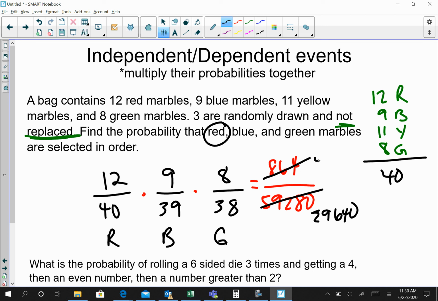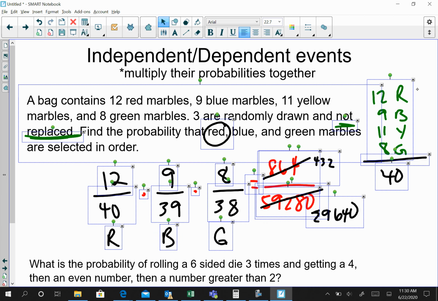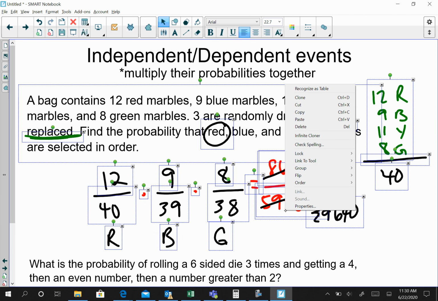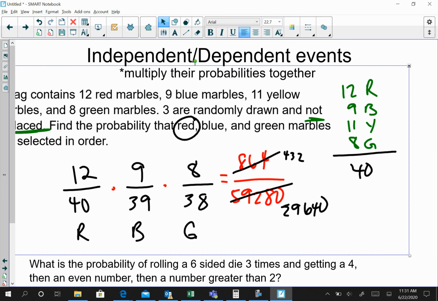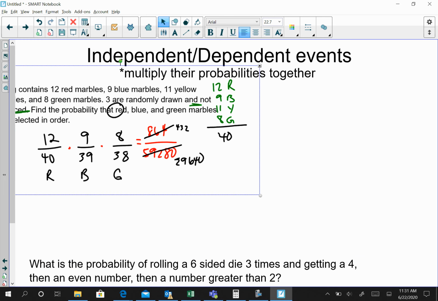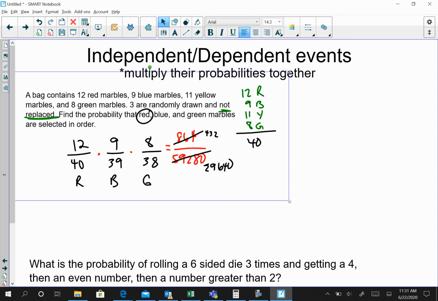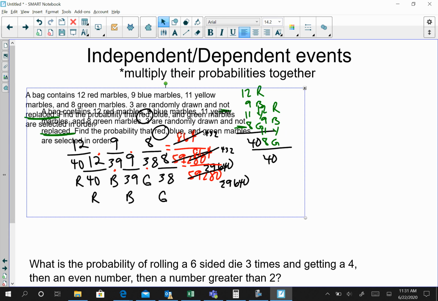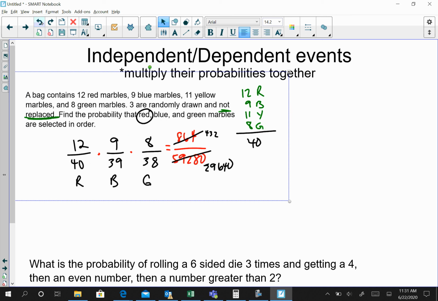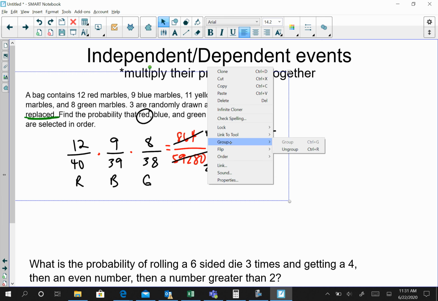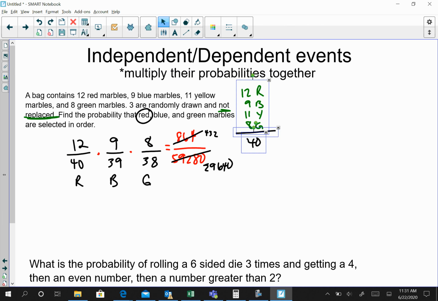864 divided by 2 is 432. Both of those numbers are still divisible by 2, so I'm going to do that again where I divide by 2. I'm trying to get this to reduce as much as possible.